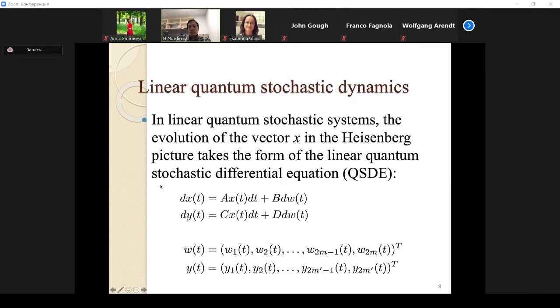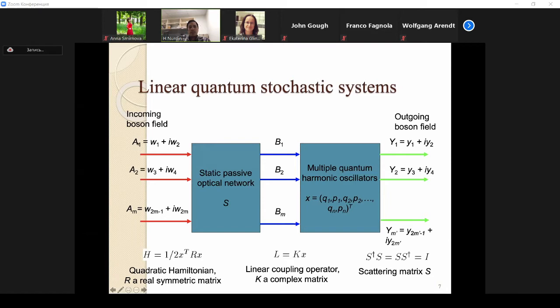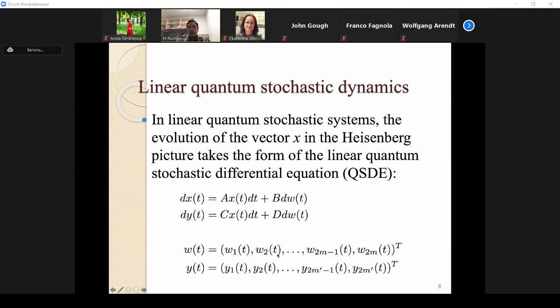So this looks just like the equations for a classical linear stochastic system. The main difference is that now the elements of X and Y are operators. Here we have WT. WT is just the vector of input quadratures to the system. Again, this comes from the decomposition of your annihilation operator into these 2 components, and so we put them together in this vector WT.